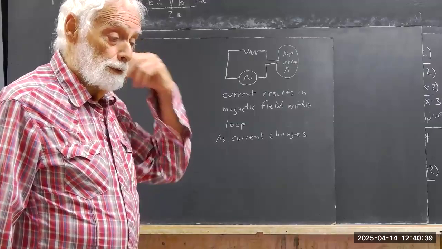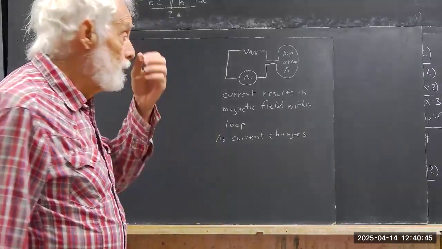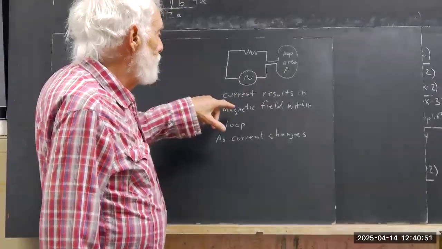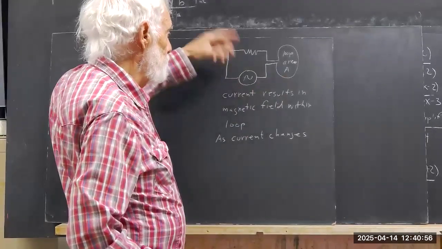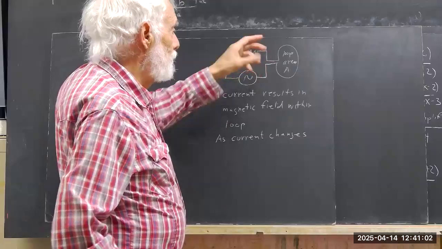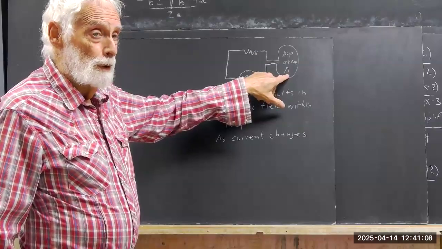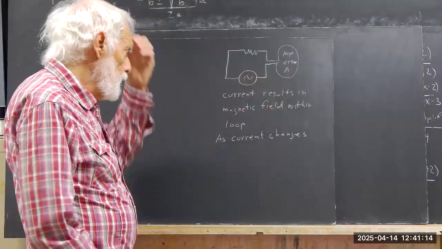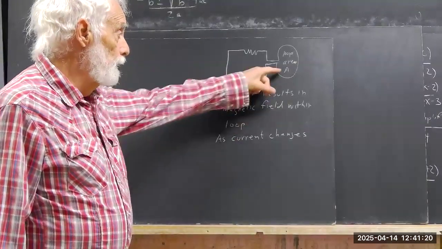Now, what we're really trying to get at is the whole idea of back EMF, which you should be familiar with. The current results in a magnetic field within this loop. This depicts the source, some resistance, and a loop, almost closed but not completely closed, of area A. We can assume a circular loop, but it could be square.